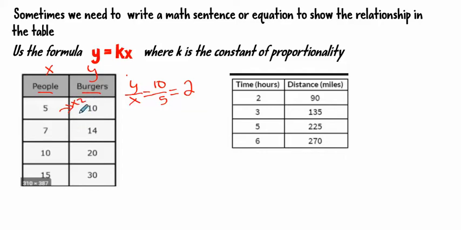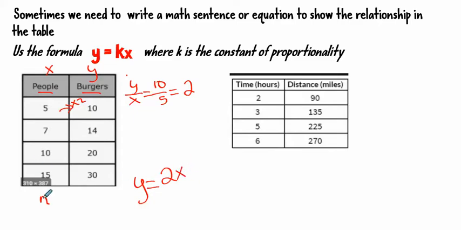So now I'm going to write an equation. The equation is a math sentence that shows the relationship. So what that means is if I had, let's say, an n number of people, I don't exactly know how many people I had, but could I figure out an equation that works all the time? Here's the formula that I would use. I would simply say that y would have to equal whatever the constant of proportionality is times my x value. So 2 times my x value.